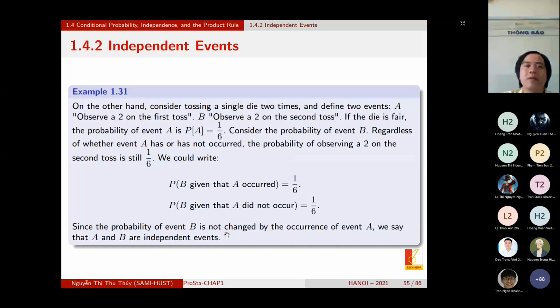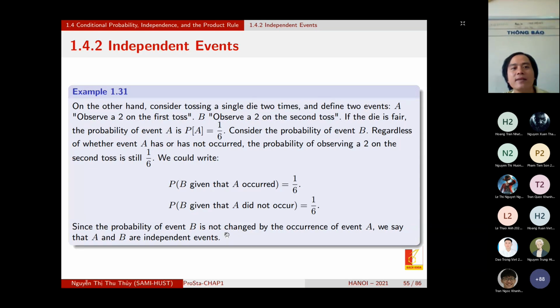For example, we consider the experiment that we toss a single die 2 times. You know that the die has 6 sides, and each side has dots on the face. So we have 1 dot, 2 dots, up to 6 dots. Now we toss a single die 2 times and consider the two events.